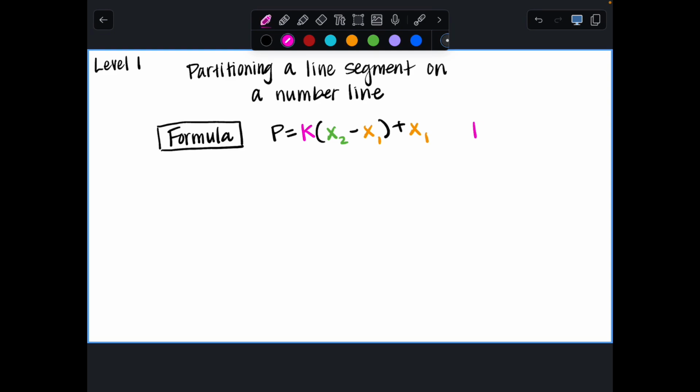So K is going to be our ratio, and you'll find K with A and B. Points A and B are usually given. So you're going to create a fraction using A and B, and then that's what you plug into your formula for K. And then you'll have a point labeled x1 and x2. All right, so here are your definitions.